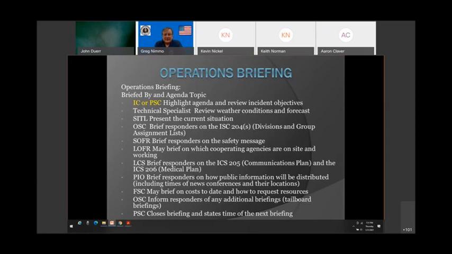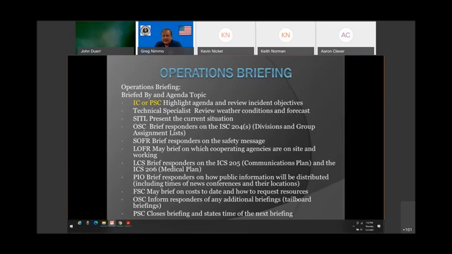Then the safety officer would come up and kind of give a quick briefing on things they need to be aware of. The liaison officer might brief on which agencies are there. Don't need to have that person. If you don't have any cooperating agencies there, you're probably not going to have that person brief. The logistics section chief would talk about the 205, which is a comm plan, and the 206, which is the medical plan. The medical plan is for responders, not the public.